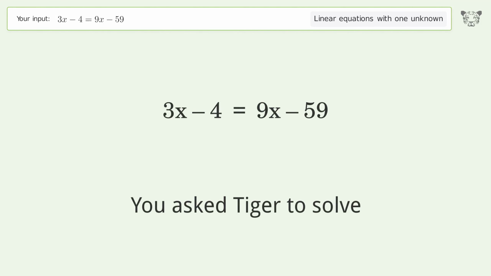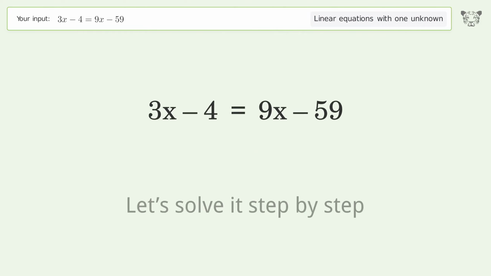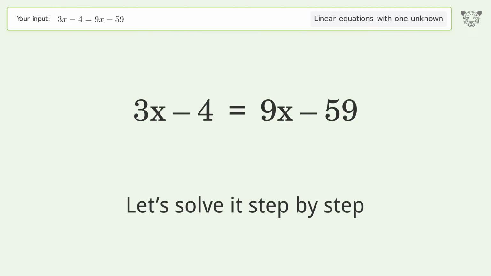You ask Tiger to solve. This deals with linear equations with one unknown. The final result is x equals 55/6. Let's solve it step by step.